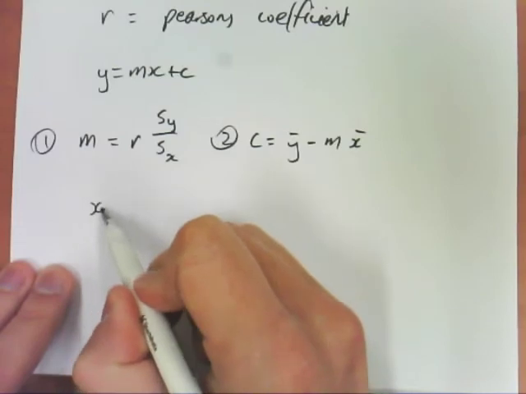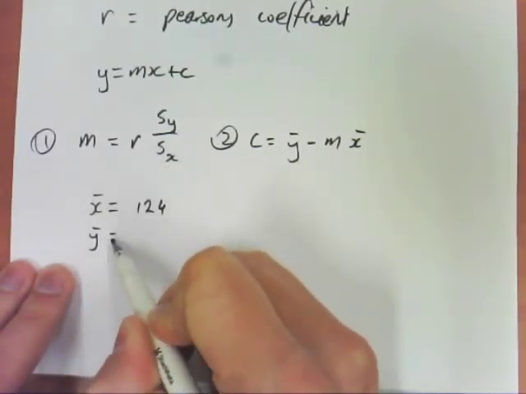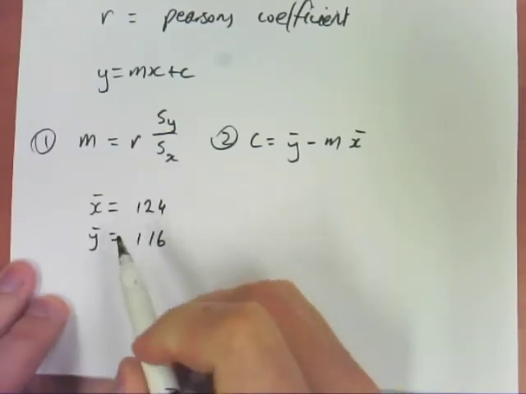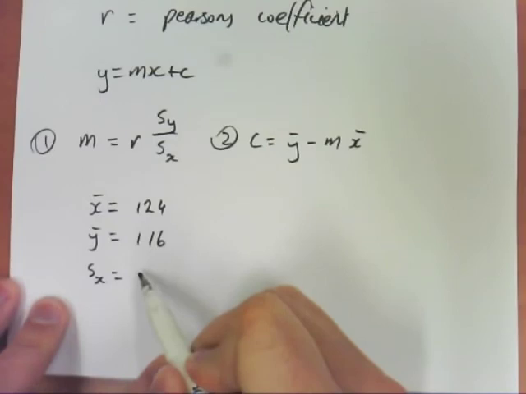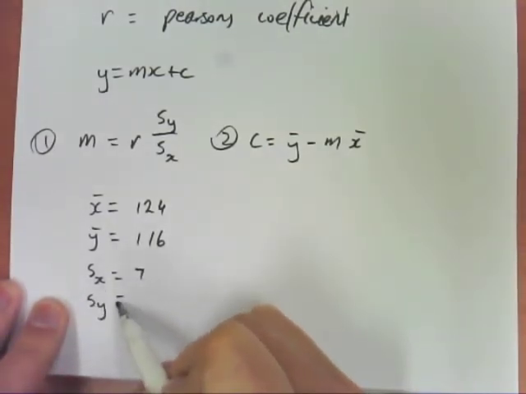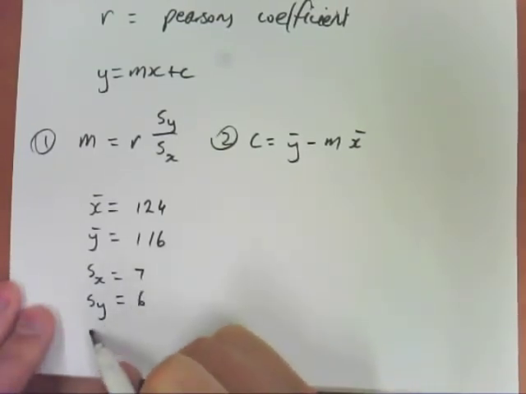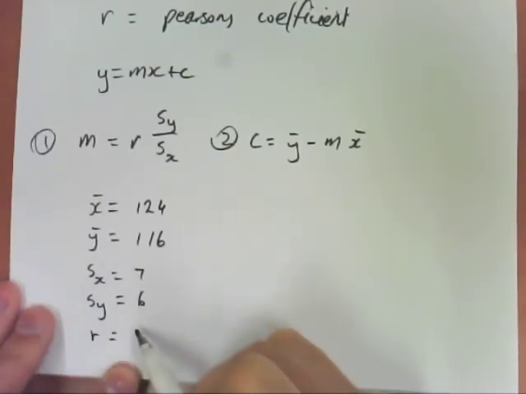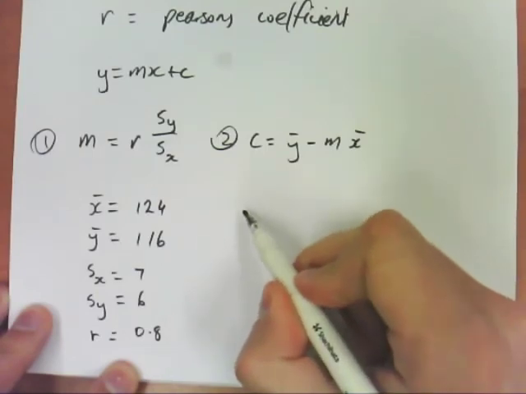So for example, there's an example in the book, but I will give you another one. Let's say that x bar equals 124, y bar equals 116. Okay, sx is, let's say it's 6. I wrote 7, so let's stick with 7. Sy, let's call that 6. Okay, and let's say r is 0.8. Okay, no idea whether this will work, but we can use our equations to see.